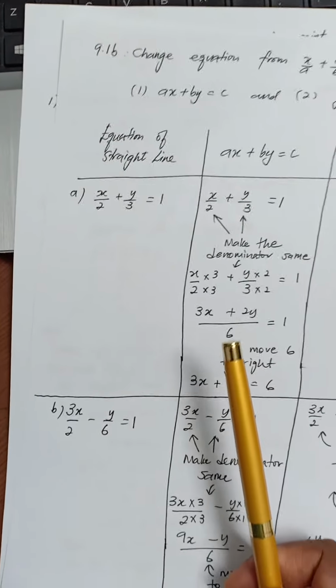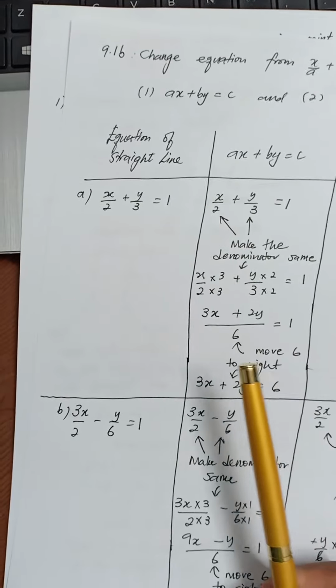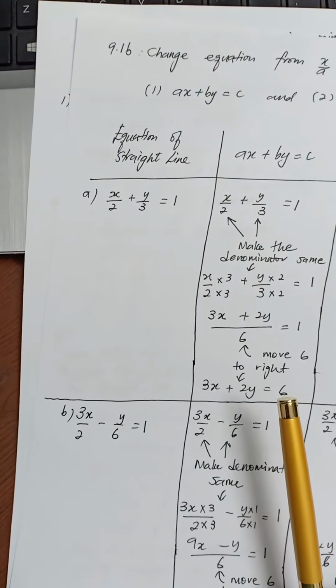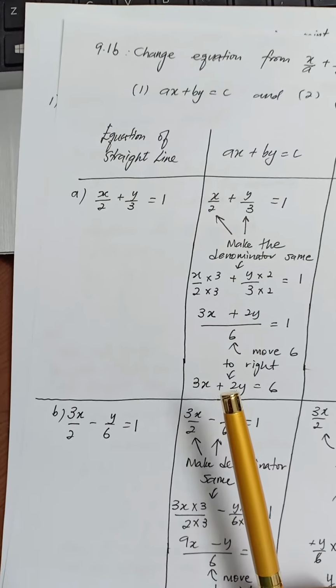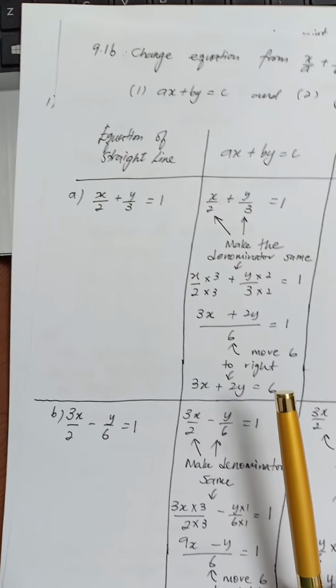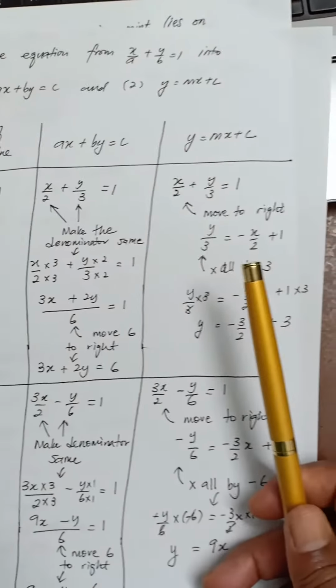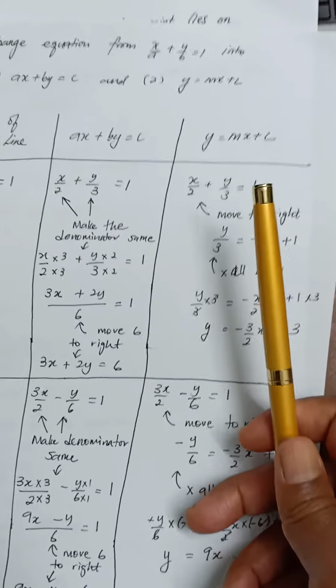Then next step, move the 6 to the right. So when divide comes to the right it becomes times. So 1 times 6 becomes 6. So 3x plus 2y equals 6. Okay, simple, right? Let's look at this one, how to change this to mx plus c.